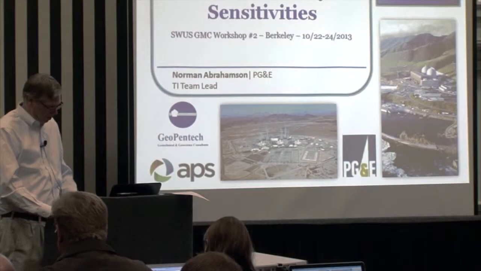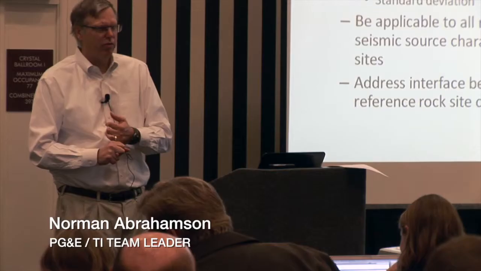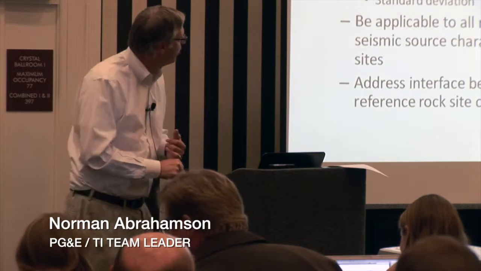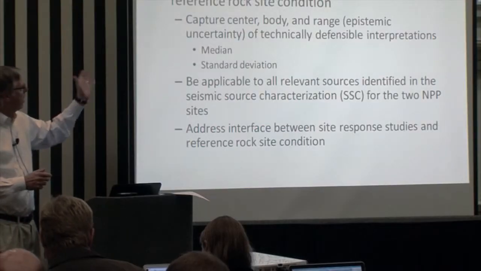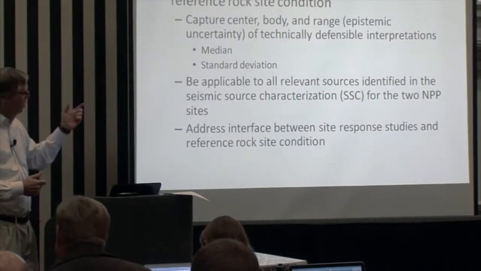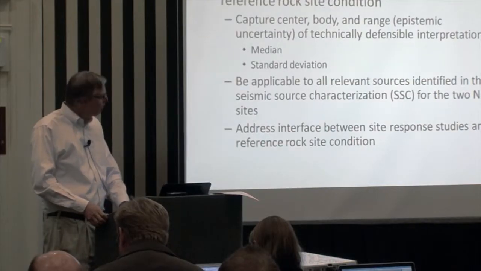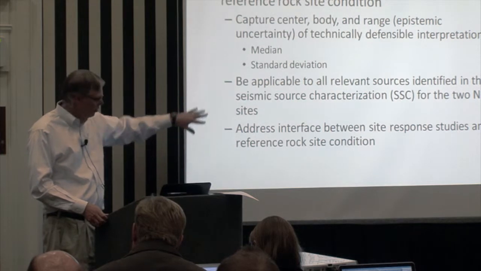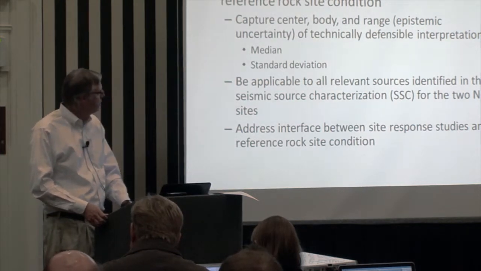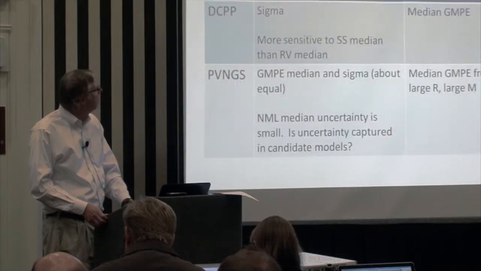All right, great. So I'll start with our introduction for today. Again, I don't know if everyone was here yesterday, brief review. We're trying to capture center, body, and range of the medians and the standard deviation. Really the whole distribution is what that goes to, covering all of our relevant sources. And that's what we're going to start to talk about today: do these models work for all the relevant sources, and are there some additional epistemic uncertainties we need to capture?